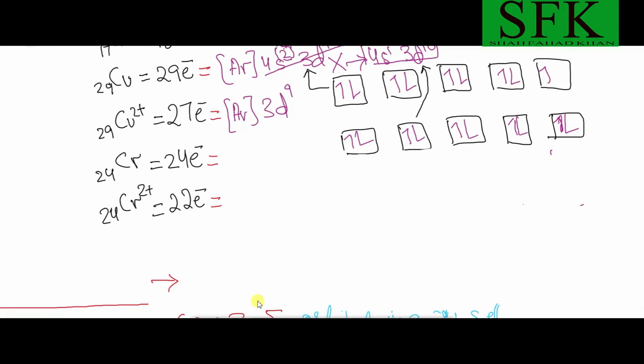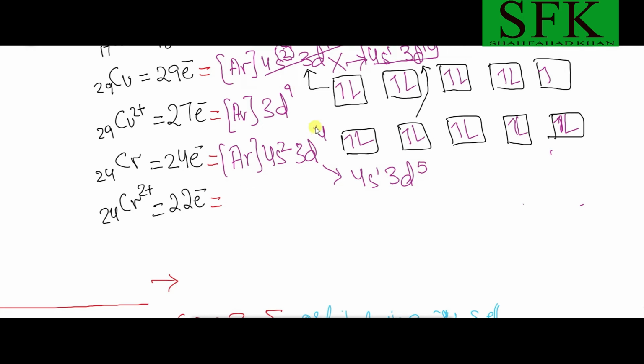Now let's look at the electronic configuration of the chromium atom and chromium 2+. Like copper, chromium is also an exception. For chromium, the electronic configuration should have been argon core, 4s2 and 3d4. Okay, but it does not exist as 4s2 and 3d4, but rather one electron goes to the 3d and forms 4s1, 3d5.